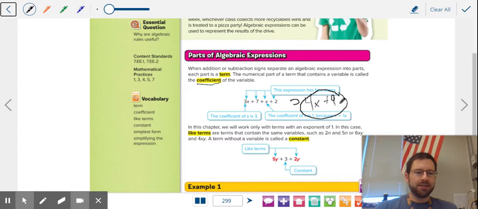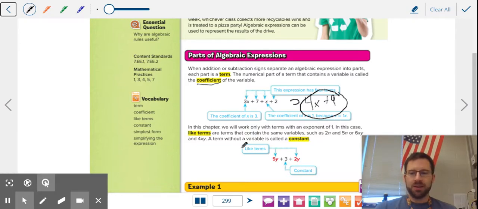You can't add x's and 9s. They're not the same. That's like saying I have 4 apples and 9 oranges. I have 13 apples. No, you have 4 apples and 9 oranges. Okay? They're different types of things. You can't add them together. You can't subtract them. Okay? They're just totally different types of things.